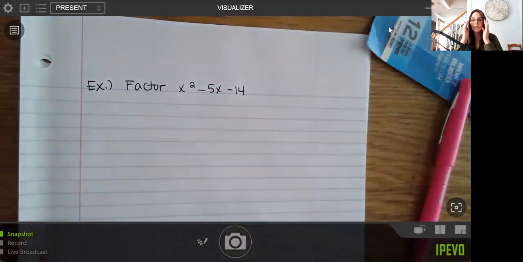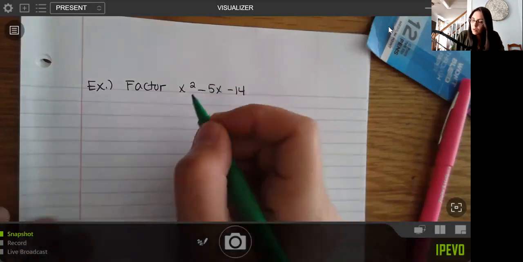x squared minus 5x minus 14. So again, here, the first thing I'm going to look to see if there's an overall GCF. And if there's not, then I can just keep going. So here, my overall GCF, I shouldn't say it's not, it's just 1. So we don't really do anything with it. So it's just 1 here. There's nothing really in common. So I'm going to jump right in.